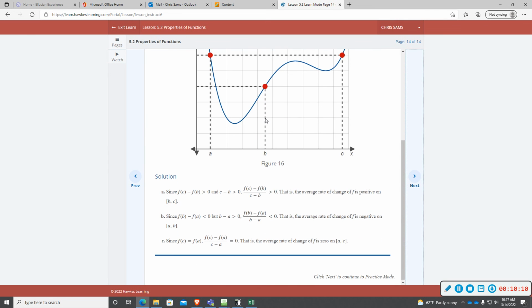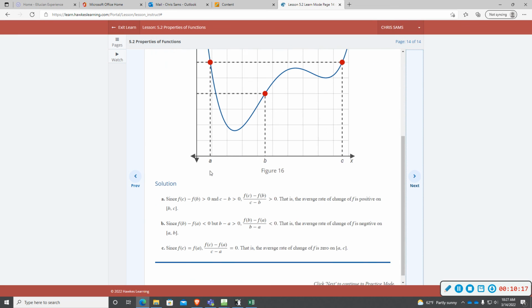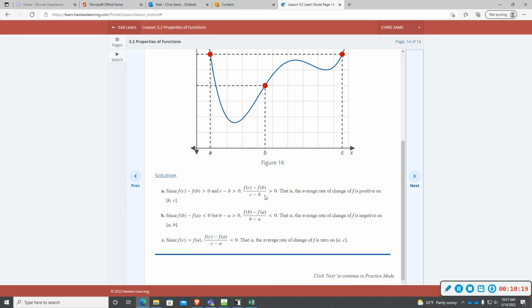And then here's one final example talking about average rate of change. All right, with that, we're going to go ahead and jump over to Hawks and begin working.